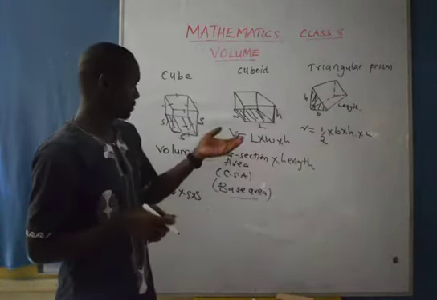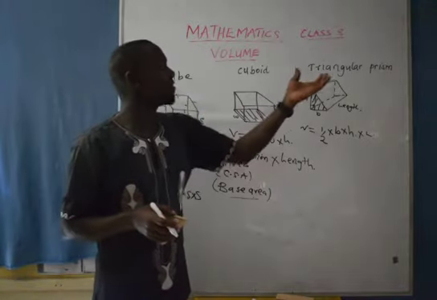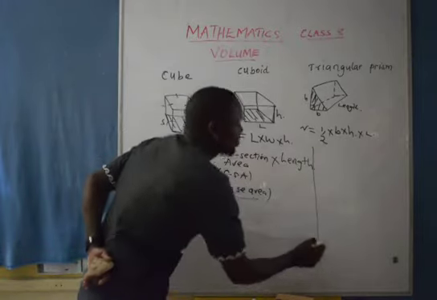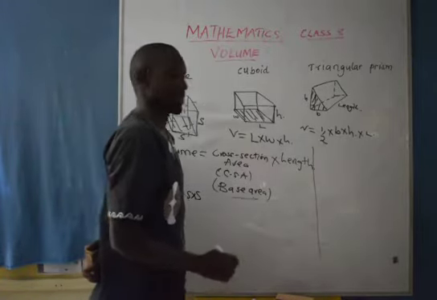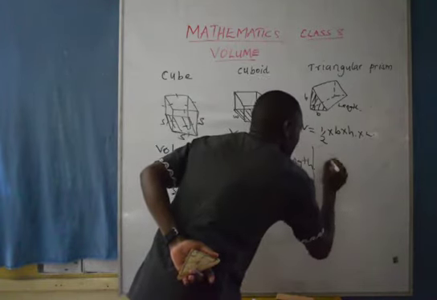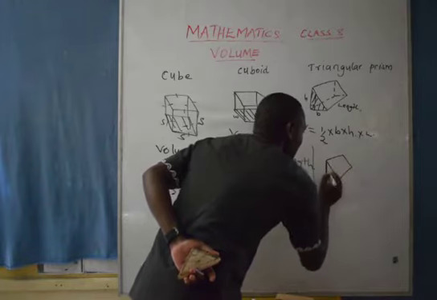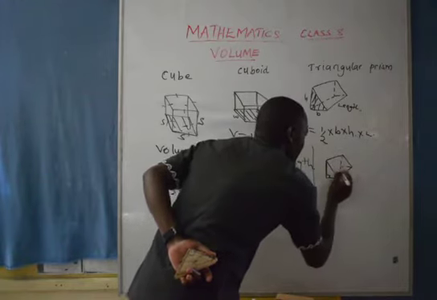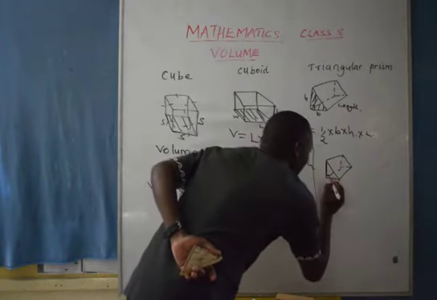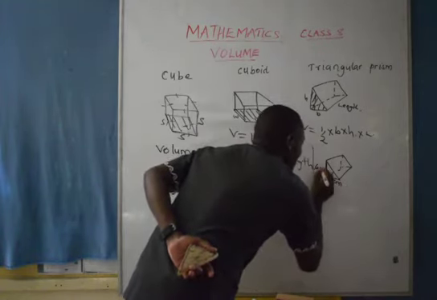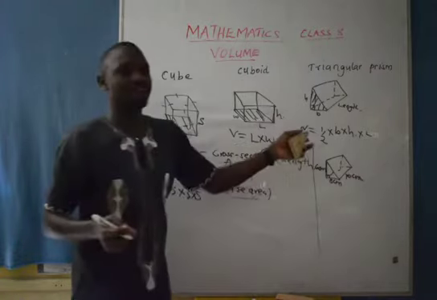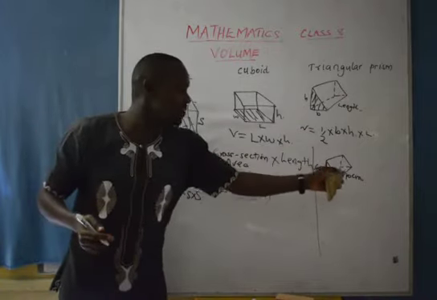Now, I'm going to give you an example of getting the volume of a triangular prism. Calculate the volume of the figure below, whereby you are given this as 8 centimeters, this is 6 centimeters, and this is 10 centimeters.